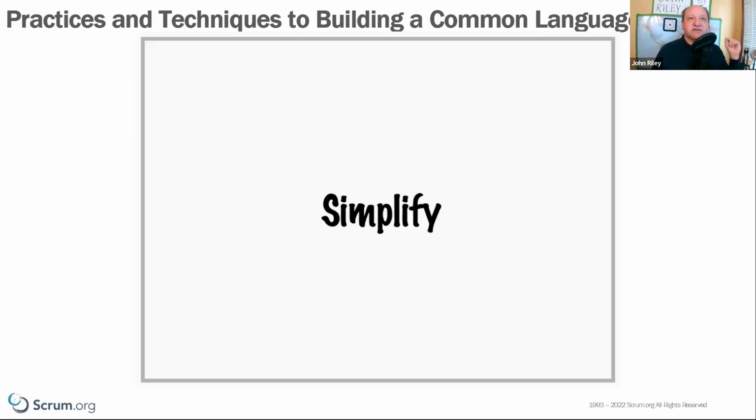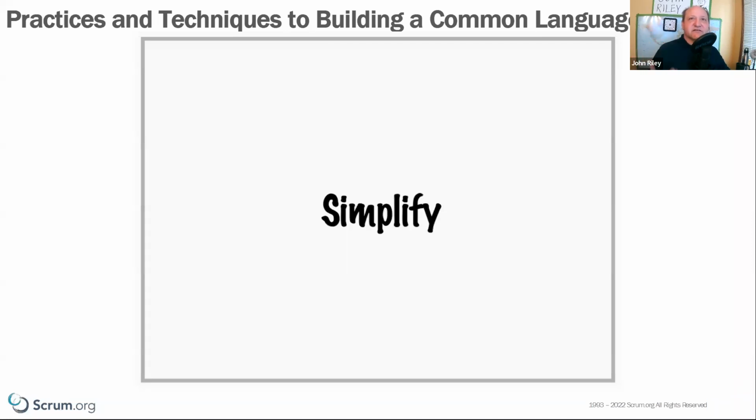The number one thing I've come up with to form a common language is simplify. Keep it simple. This is an agile value, and there's actually a principle around simplicity, my favorite principle: the art of maximizing the amount of work not done is essential. Make it simple. You don't have to spend too much time on establishing a common language. Sometimes simply having the awareness is important. Just letting developers know, hey, I don't understand anything you're talking about right now.